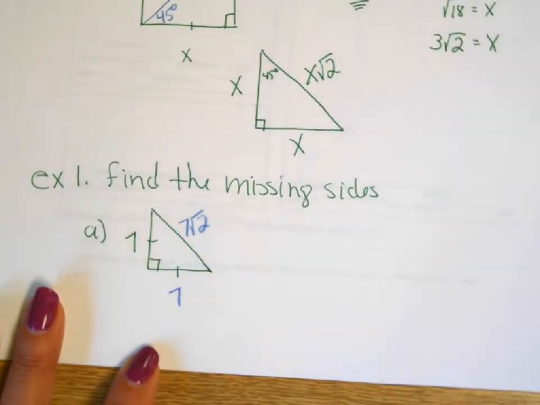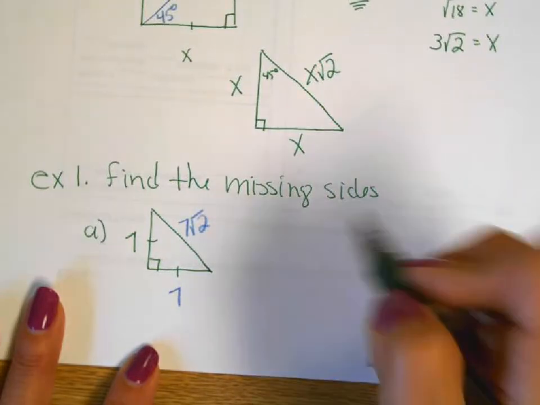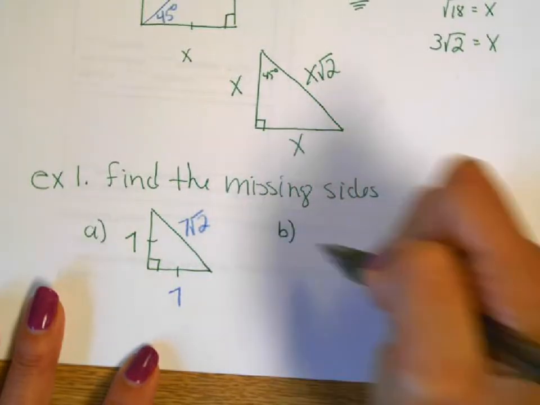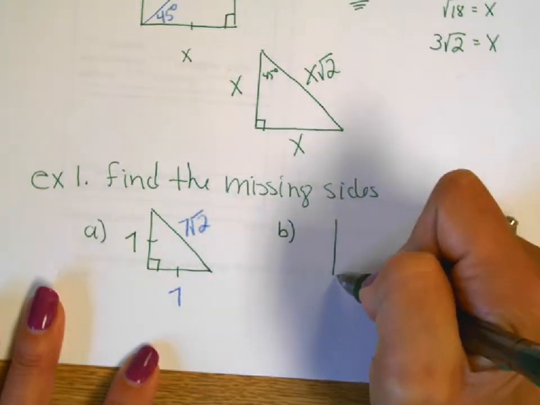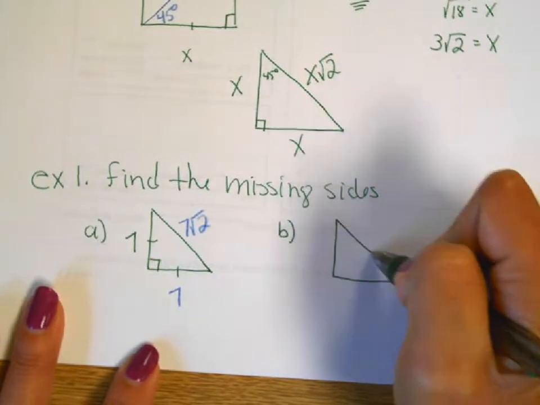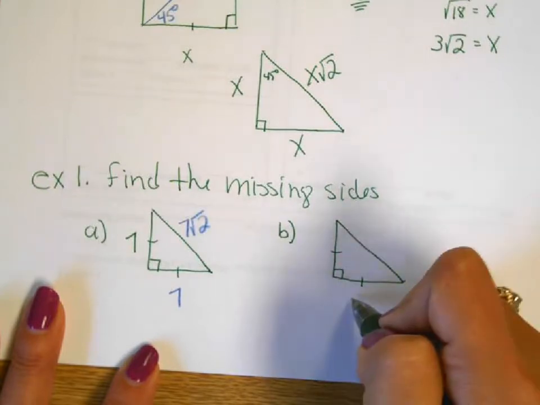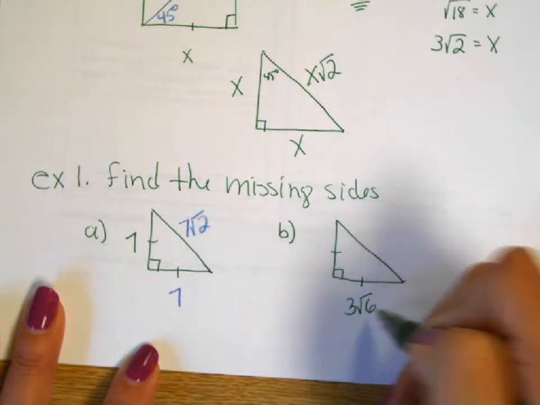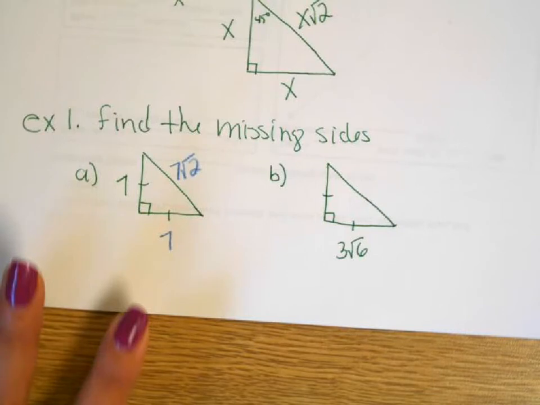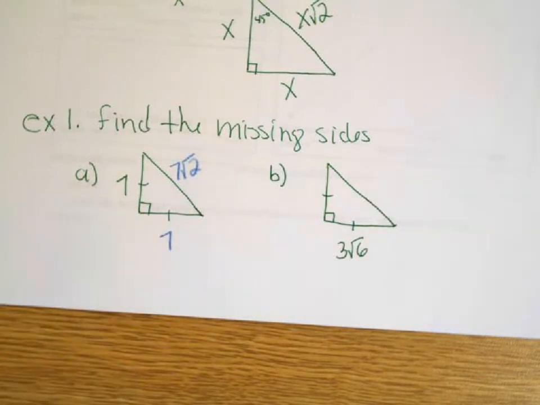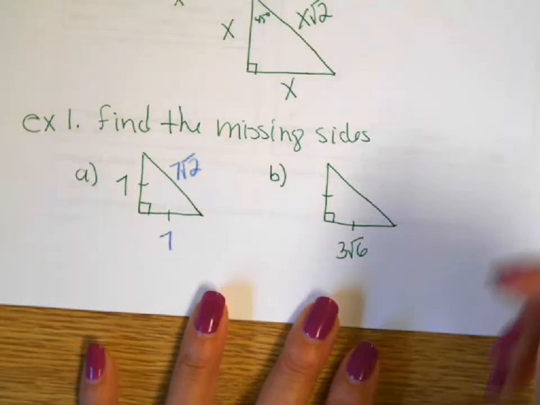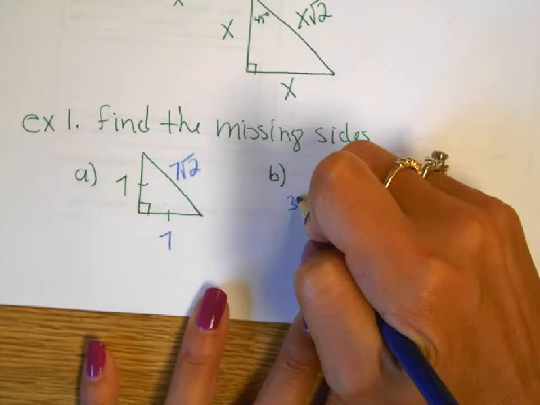7.39? I don't care. I want all exact values. No decimals allowed. Let me challenge you. Let me give you 3 square root of 6 on a side length. Which one do you know? The one with the tick mark on it? Yes, it is 3 square root of 6.